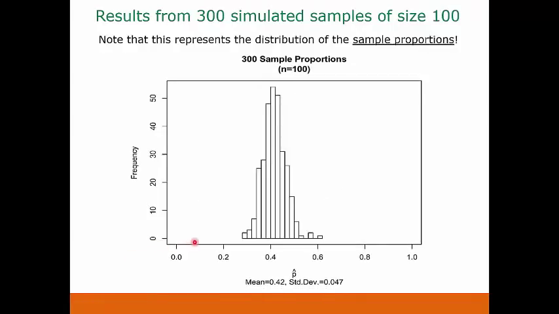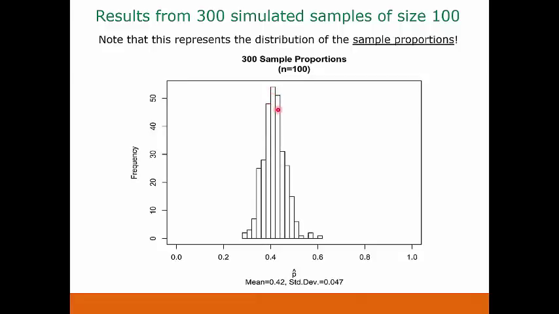Now here are the results from 300 simulated samples of size 100. So we've doubled the sample size from our samples of size 50. Our mean for this one is 0.42. So here's our mean, which is also where our highest bar is, right here in the middle.